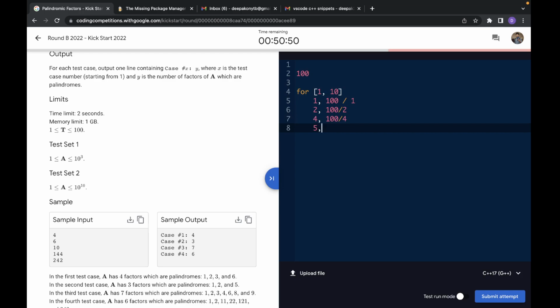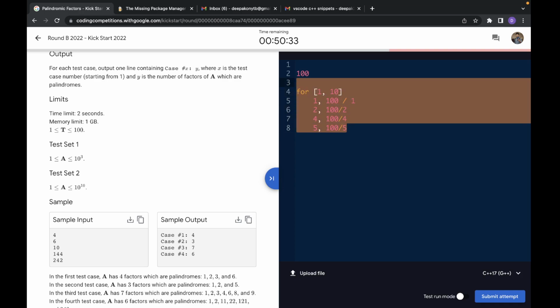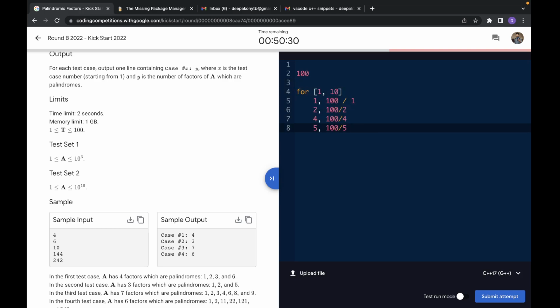5 divides, yes. So that would be 100 by 5 and so on. So this would be 20. So if you see this pattern, that if you just look at numbers till the square root, you can get all the divisors of a number. Yeah, this is a very standard concept, but if you're not aware, then you can do this. You can look for all the numbers till the square root of that number, and then the other pair would be the number divided by that number, the n divided by this current factor.